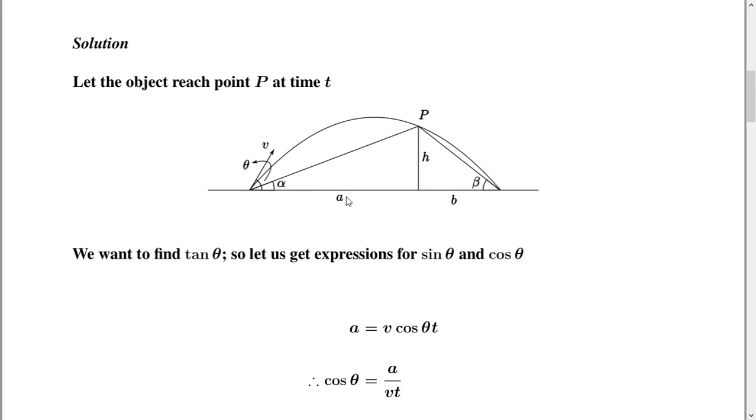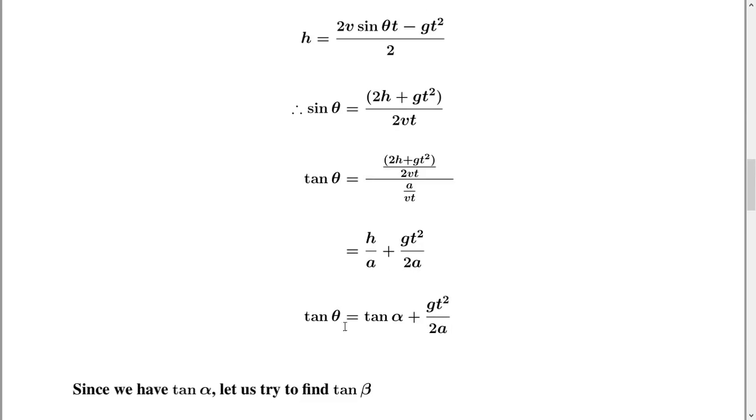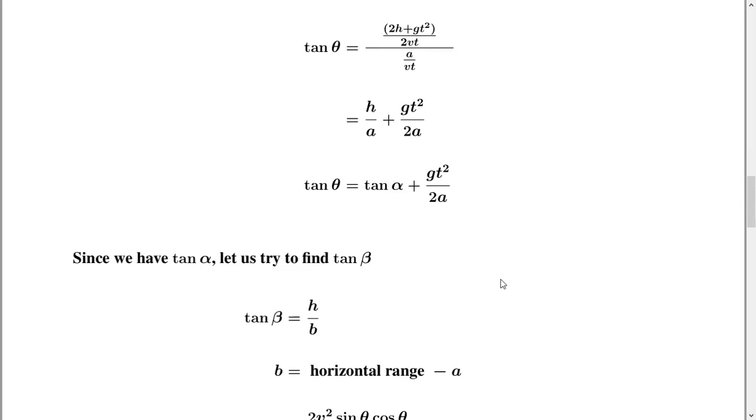Now h by a is nothing but tan alpha, and therefore tan theta equals tan alpha plus gt square by 2a. Alright, so what do we do with this term here? Since we have tan alpha here, we can try to figure out the value of tan beta. Let's see if that helps.